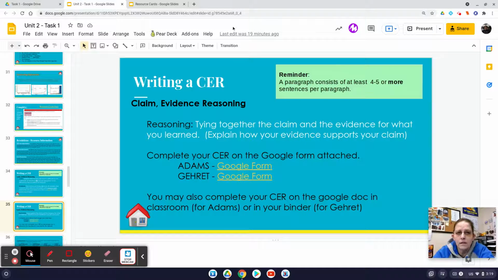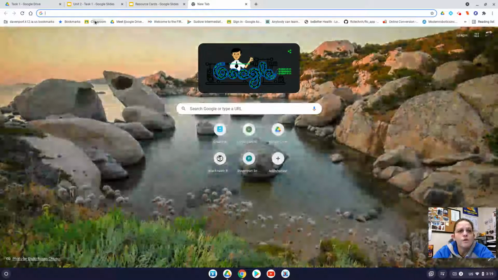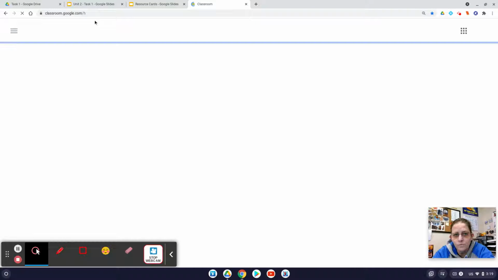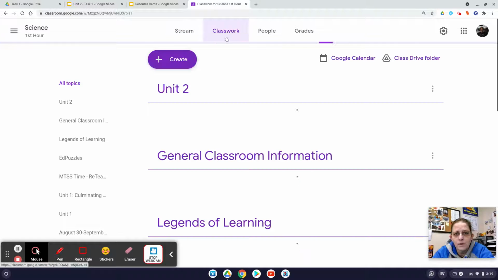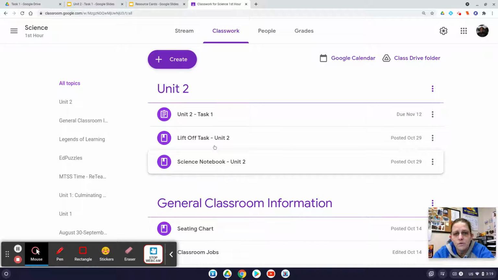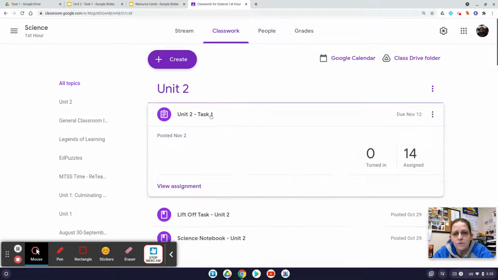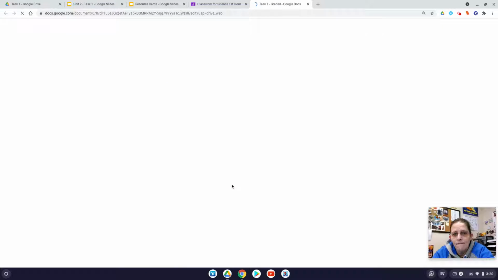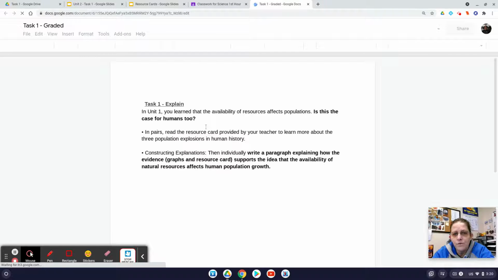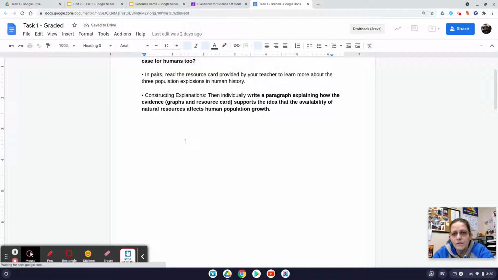Okay, that's in Classroom. So if you go to Classroom, it should already be there. So I'm just going to click Science, first hour, go to Classwork, Unit 2. So Unit 2, Task 1. Right here, Task 1 graded. If you can just write it here. Okay. So you can write your paragraph right here and then just leave it there.